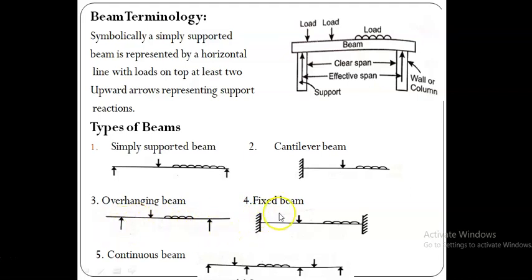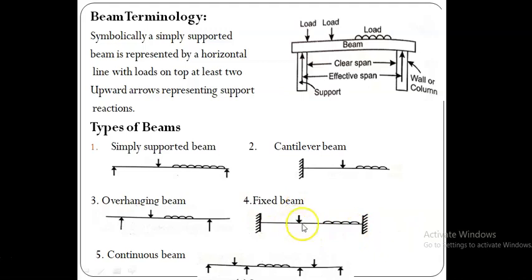Next, we see the fixed beam. In the cantilever case there is only one support, a fixed support at one end, whereas the other end is free. But in the case of a fixed beam, it has two fixed supports at its two ends. That is called a fixed beam. This is a typical diagram of a fixed beam. It has fixed supports at its two ends, this one end and this other end.